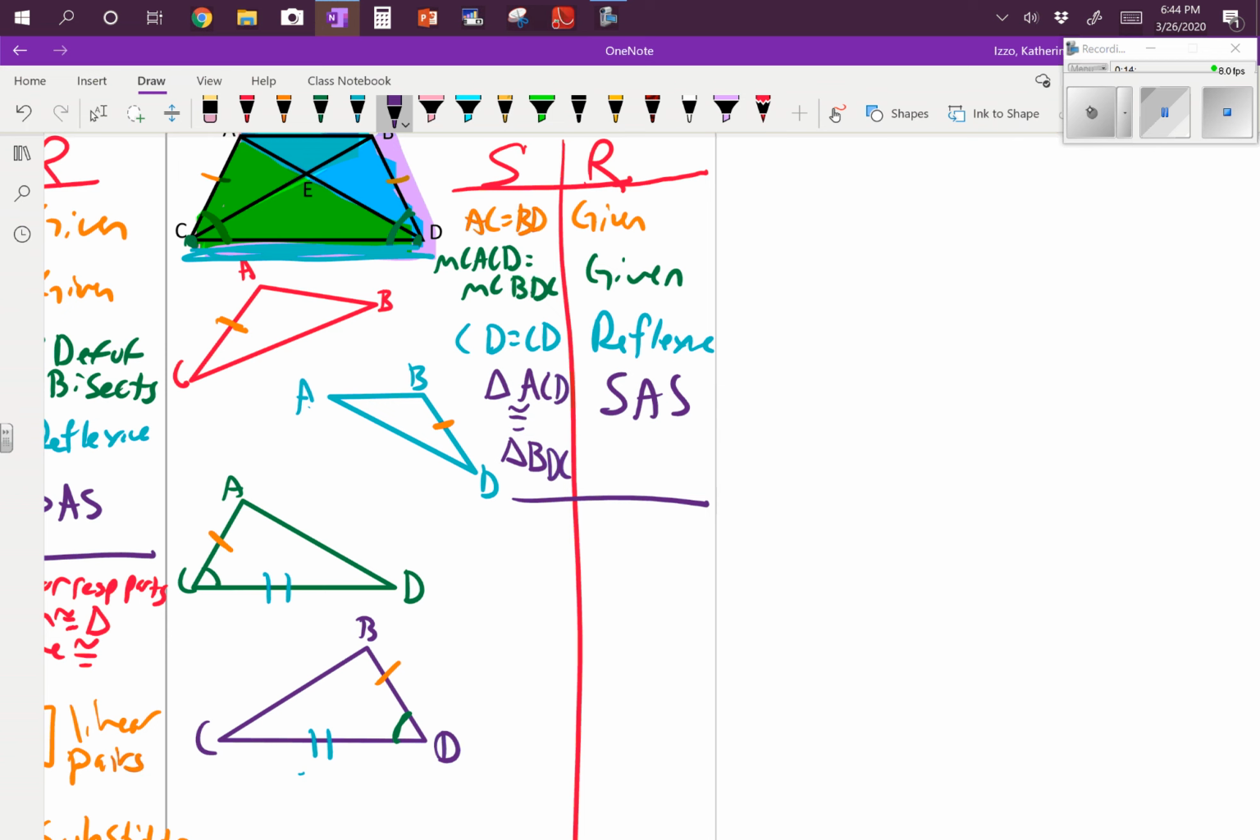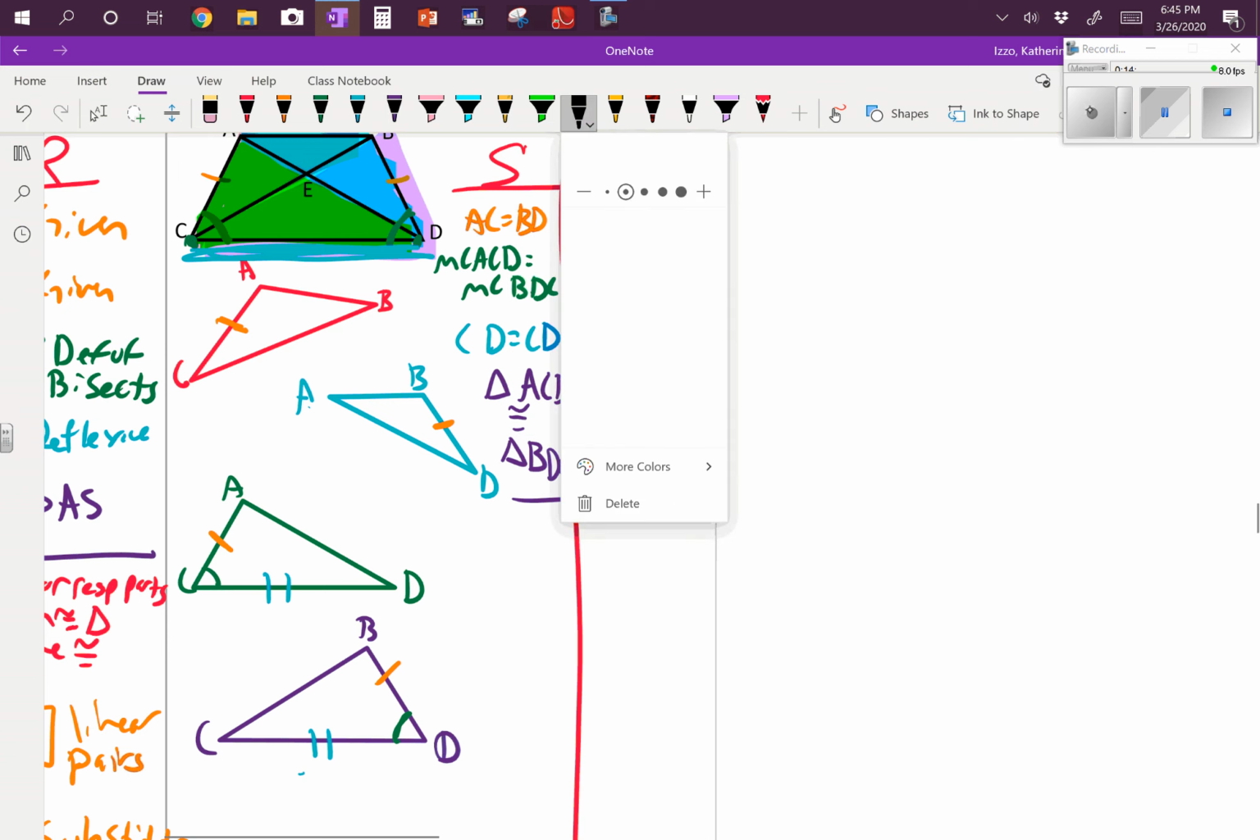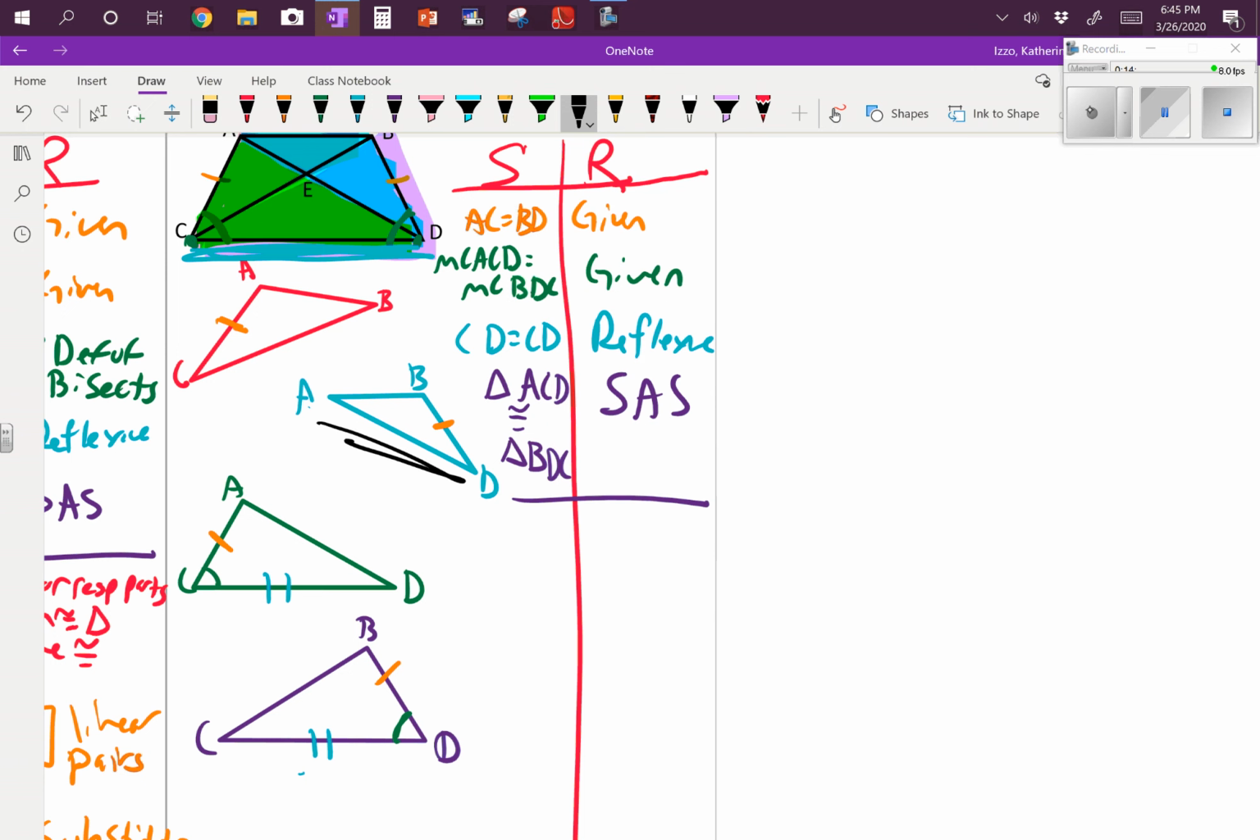Some of you have also noticed, if we take a look at the blue triangle and the green triangle, I want to look at just the blue triangle and the green triangle. And I want to look at this side of the blue triangle. What do we notice about that side of the blue triangle and this side of the green triangle?